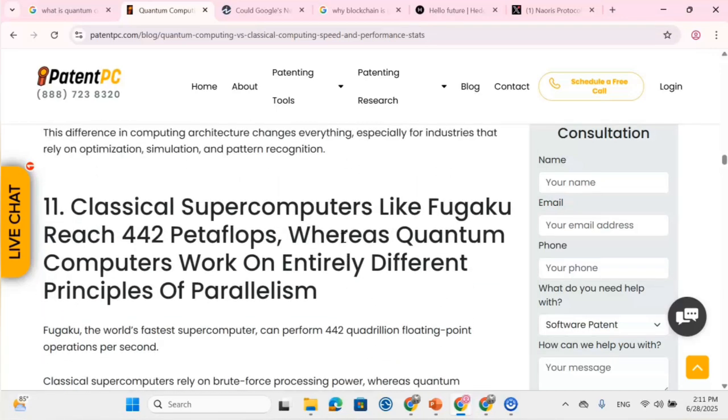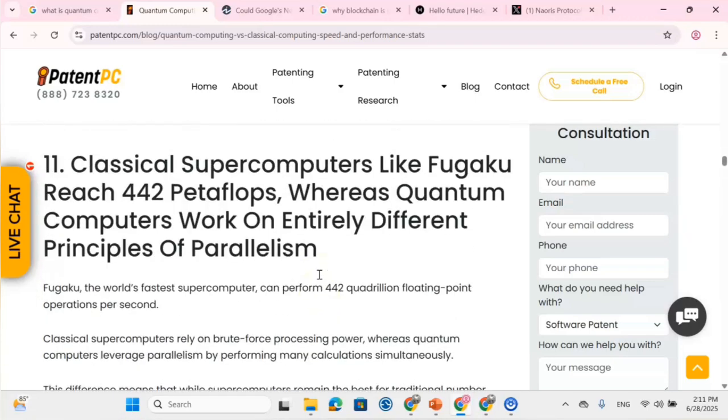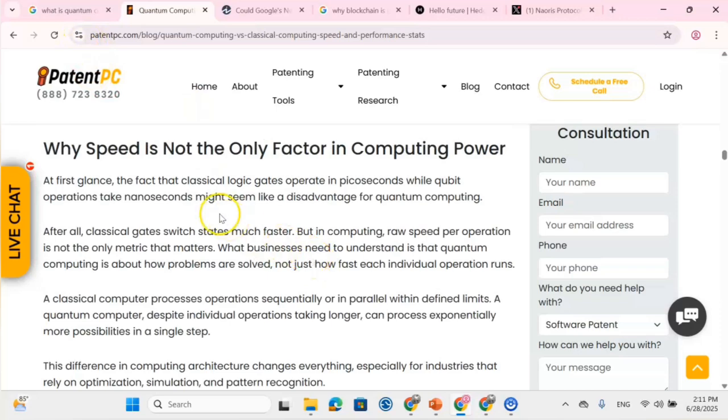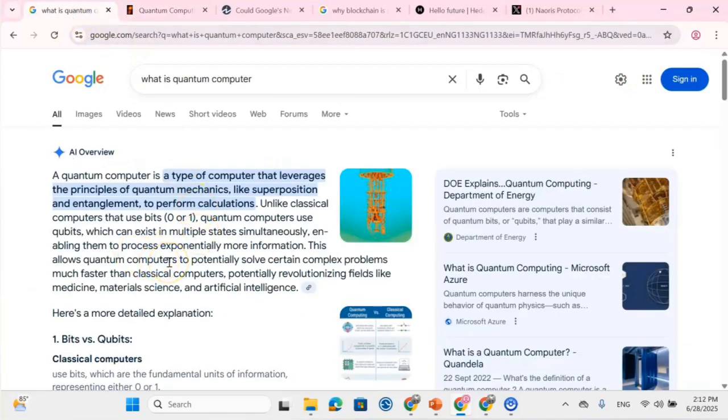Now let's take a dive into the danger that quantum computer can actually do to cryptocurrency. First of all, let us understand what quantum computer is all about. A quantum computer is a type of computer that leverages the principles of quantum mechanics, like superposition and entanglement, to perform calculations. Unlike classical computers that use bits, 0 or 1, quantum computers use qubits, which can exist in multiple states simultaneously, enabling them to process exponentially more information. This allows quantum computers to potentially solve certain complex problems much faster than classical computers.